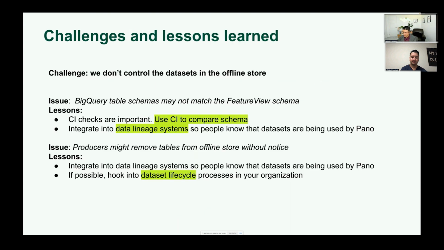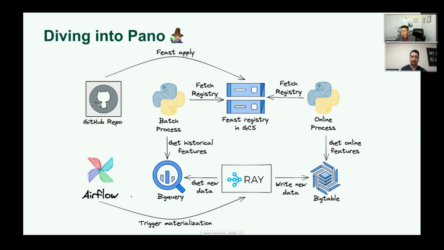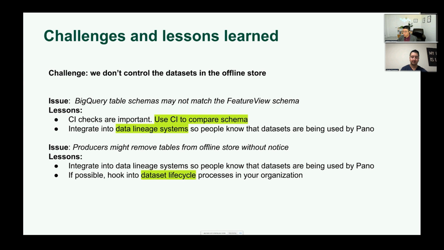I want to go over some of the challenges we encounter and some of our learnings, and hopefully they can be useful for you as well. The first challenge is that in our setup, we don't control the data sets in the offline store. If I go back to the diagram, BigQuery here is part of the data warehouse. The pipelines that write data to it are outside of our control. They're existing infrastructure at Shopify. Pano doesn't maintain those transformations. People just register the tables as feature views in Pano. So we don't really own the processes that write to these tables or the tables themselves.